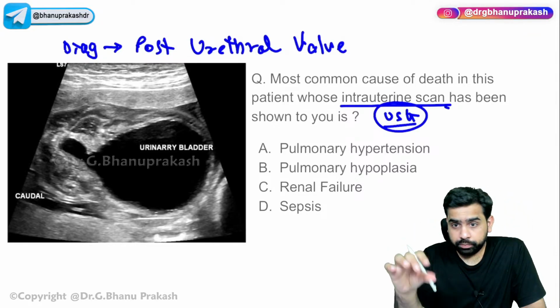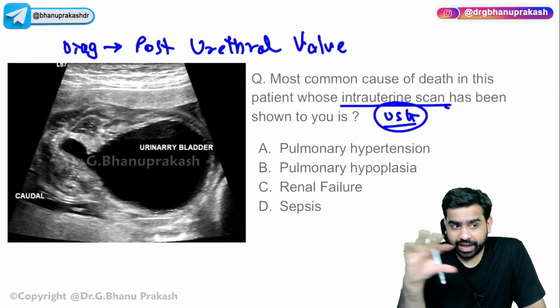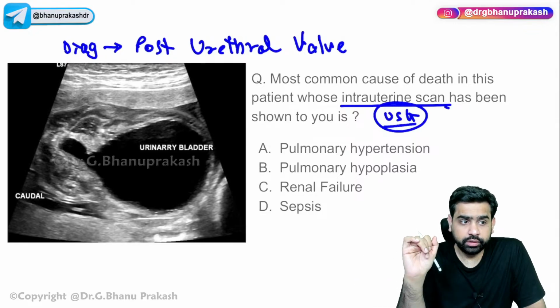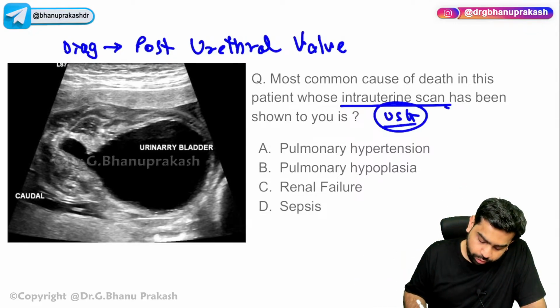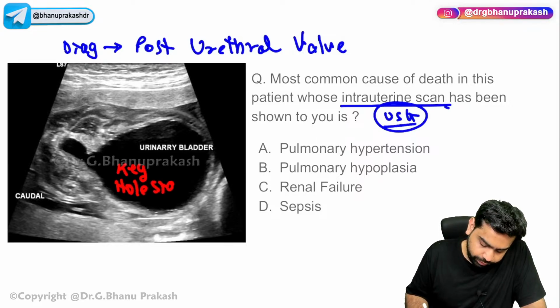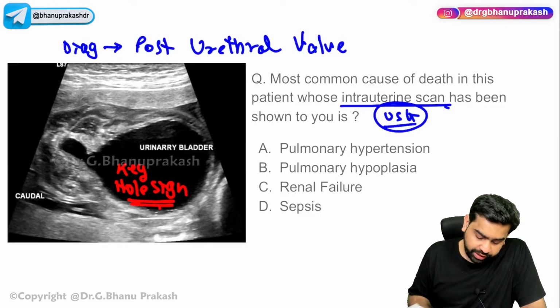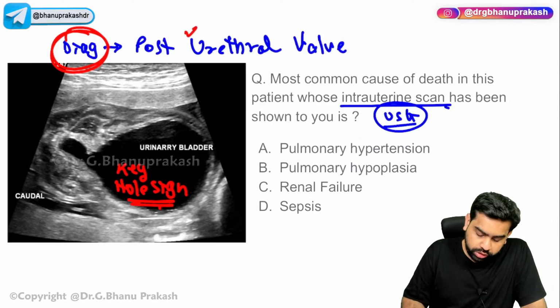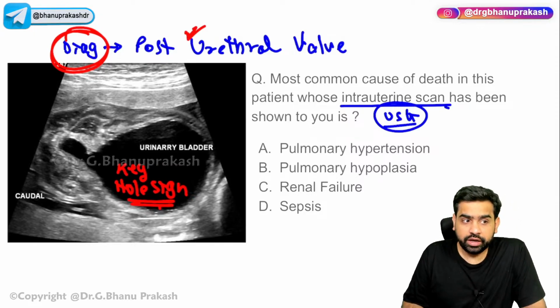And what is this particular characteristic appearance which you're basically getting over here? This is your keyhole sign. This is a keyhole sign, and this is your posterior urethral valve. What is the diagnosis? It is a posterior urethral valve. What you are basically seeing is a keyhole sign.